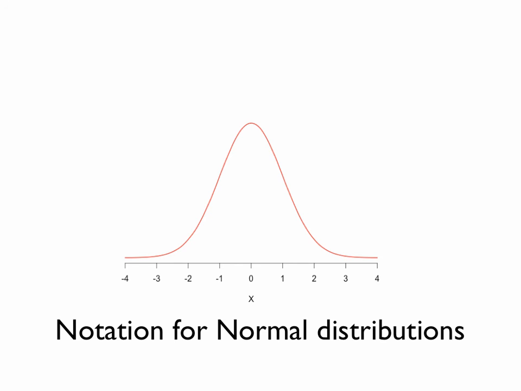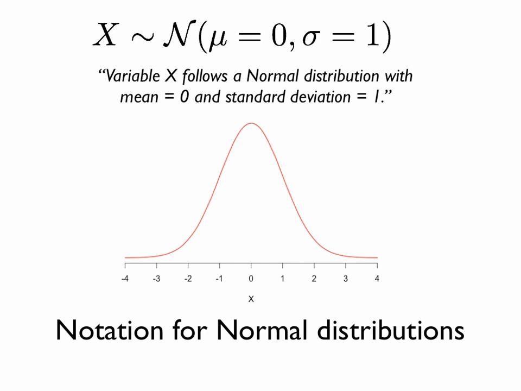Notation for normal distributions is pretty straightforward. If we're measuring some variable x, we would say this, and we read that notation as variable x follows a normal distribution with a mean value of 0 and a standard deviation of 1.